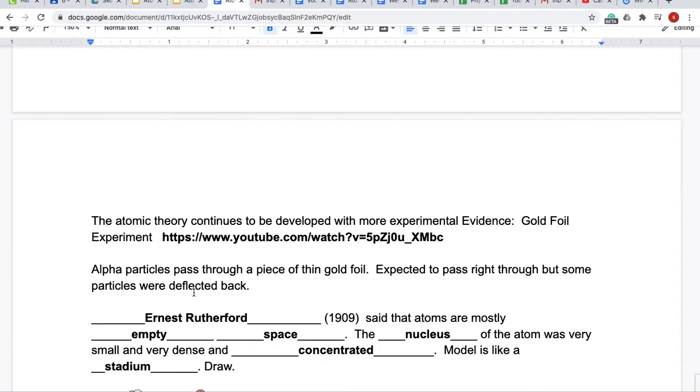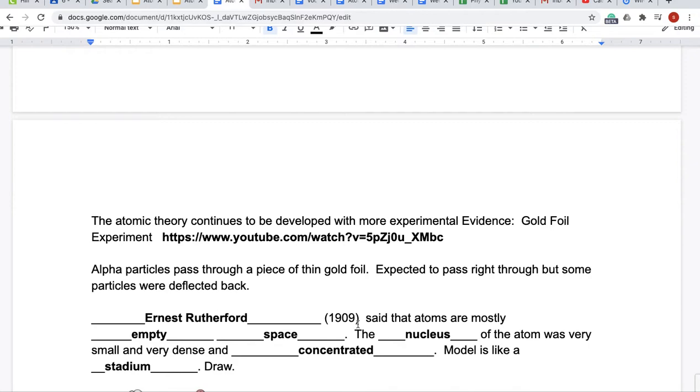And so what he thought was, okay, if most of them go through, then the gold must be made up of atoms that have a lot of empty space. But then, because some of them didn't go through and hit very specific spots and bounced off, there's got to be these spots in the atom where the center of the atom has to have some sort of positive charge to deflect the positively charged alpha particles being shot at it. So basically this paragraph explains it.